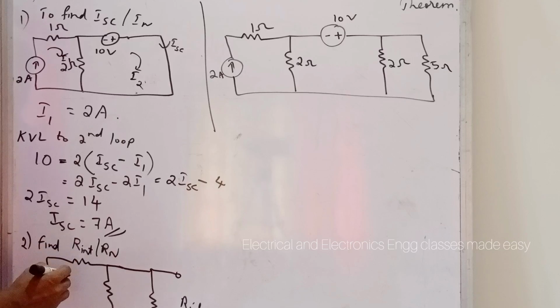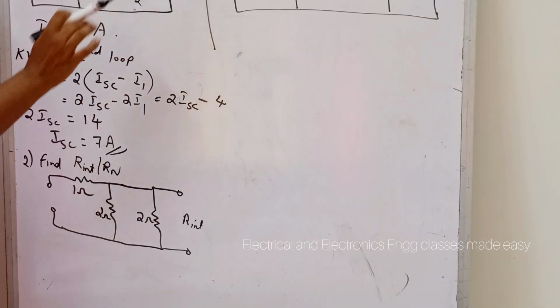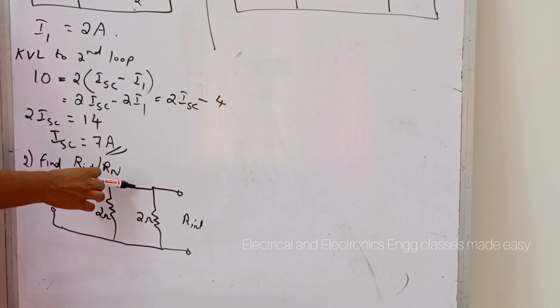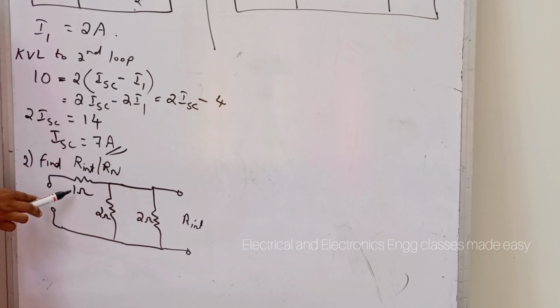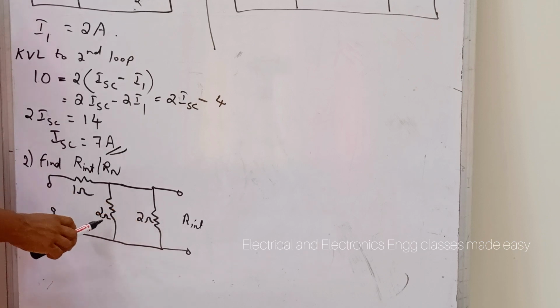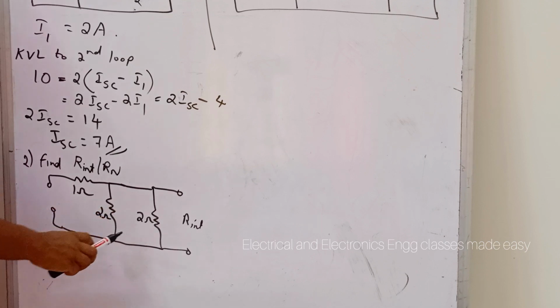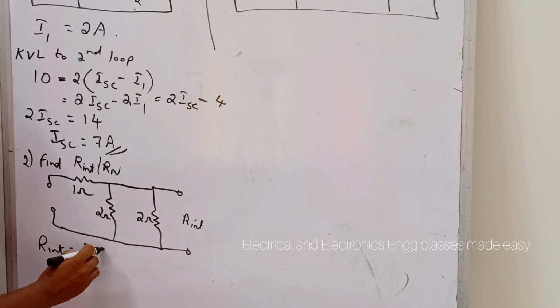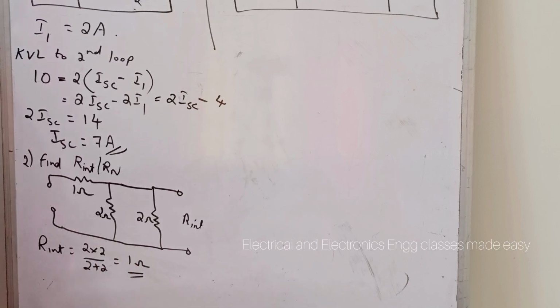So this is 1 ohm, then 2 ohm, here also 2 ohm. So this is the circuit diagram after removing the sources. Here this current source is open circuited and voltage source is short circuited, and this 1 ohm resistor has no effect because this is open circuited, and R internal is equal to, these two resistors are in parallel. So R internal is equal to 2 into 2 divided by 2 plus 2, that is equal to 1 ohm. So R internal is 1 ohm.